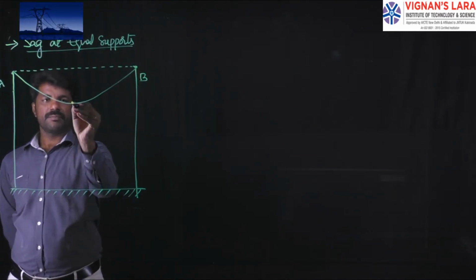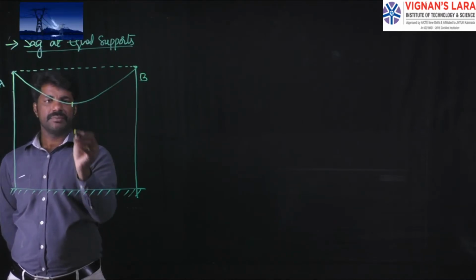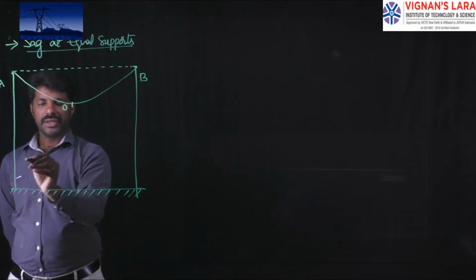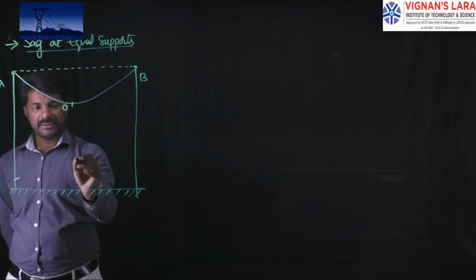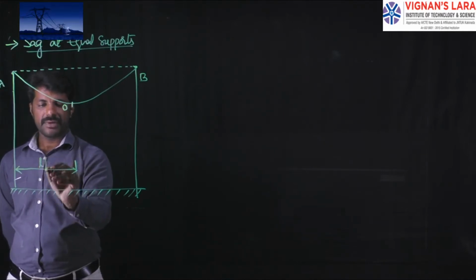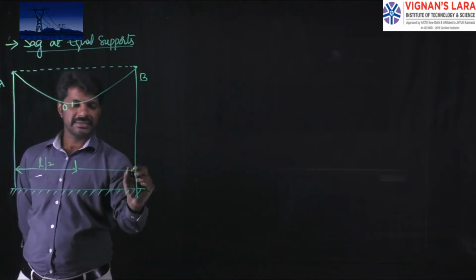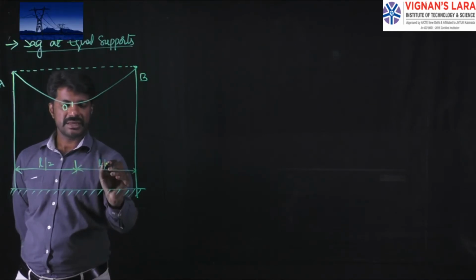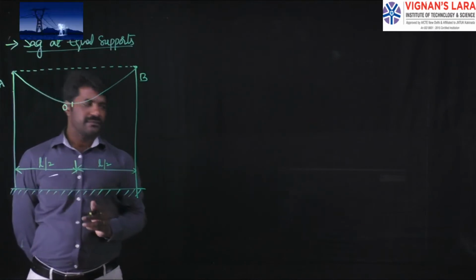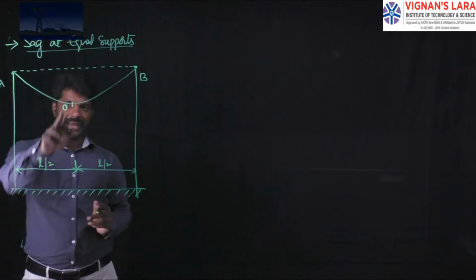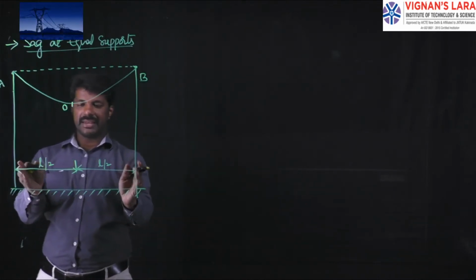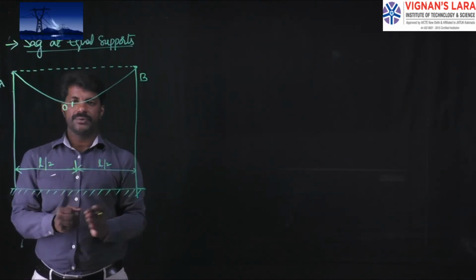Because of equal supports, the lowest point of the conductor, in general we call it O, lies at mid span. So let me assume that this mid span is L by 2, where L is the span length. Here also it is L by 2. So this lowest point of the conductor O lies at mid span of the towers, that is L, at half points L by 2, L by 2.